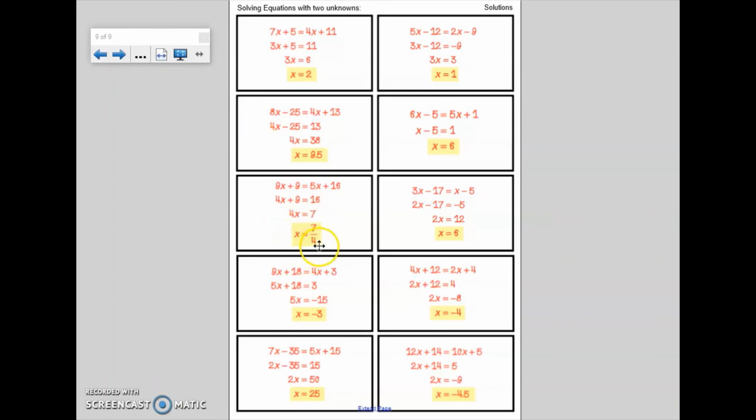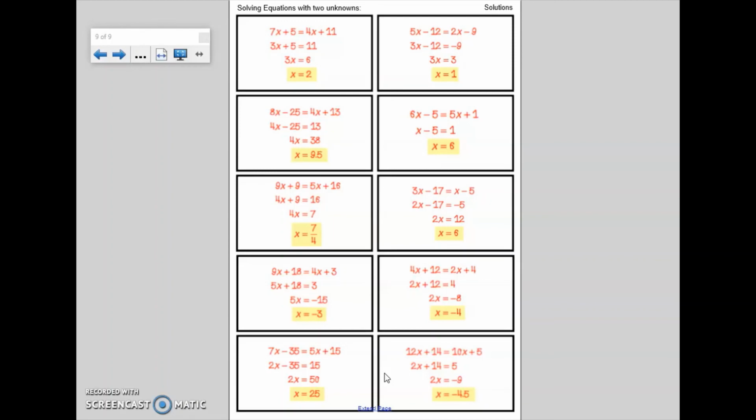If we have a look at this answer here, you'll see that we end up with 4x equaling 7. That doesn't divide very nicely. We could have changed it to a decimal, but often we just leave it as a fraction, 7 over 4. Some of the later questions involved brackets. Once you expand the single bracket, you should have noticed that the question looks very similar to the examples we were talking through at the beginning of this video.